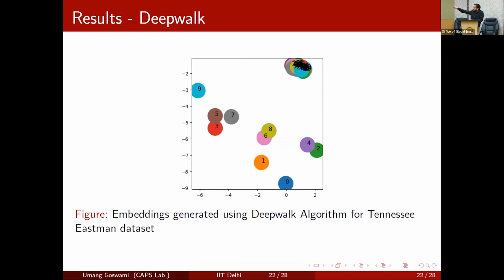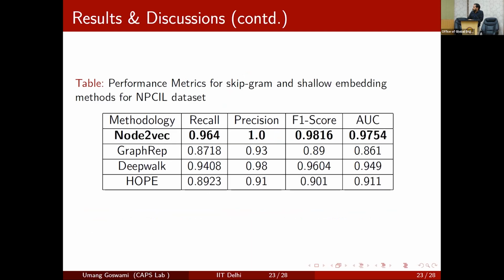So here we can see that again faulty nodes are forming a different class, and this is forming a particular cluster. So these are some of the results where we found that node2vec outperformed all the other methods. It outperformed DeepWalk and also GraRep and HOPE. So these are the results for the NPCIL dataset.